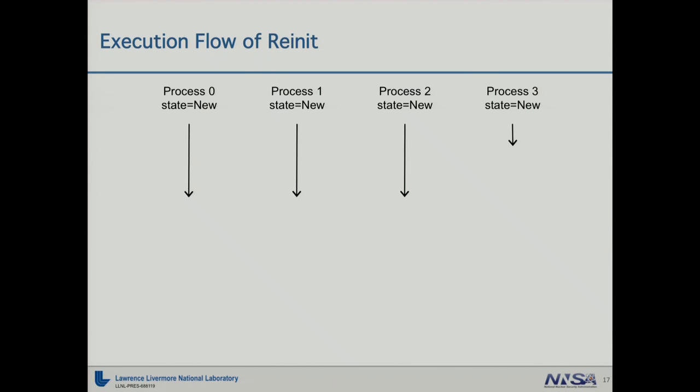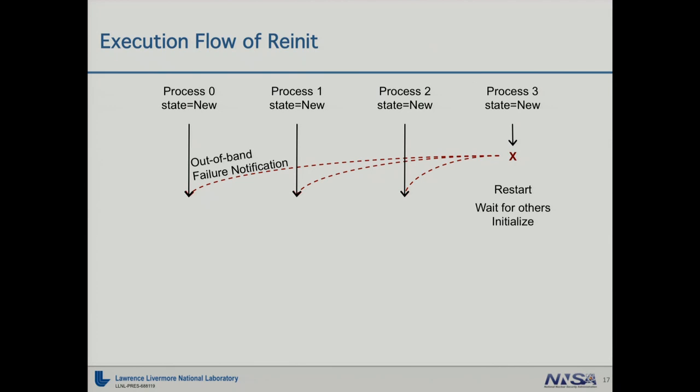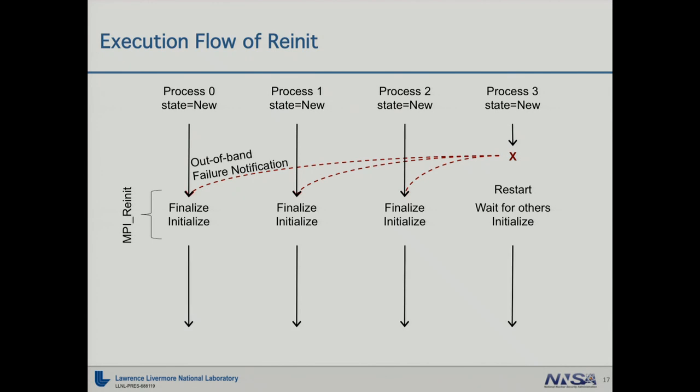So this is a short description of the workflow of Reinit. Say we have 4 processes, and we have a failure in process 3. What happens is that we have an out-of-band notification to all the other processes. So process 3 goes into a restart mode and waits for the others, then the other processes do a finalize and MPI initialize. And then at the end we have the first 3 processes that did not fail in a restarted state, and process 3 in an added state, because we have to add this process after the failure.